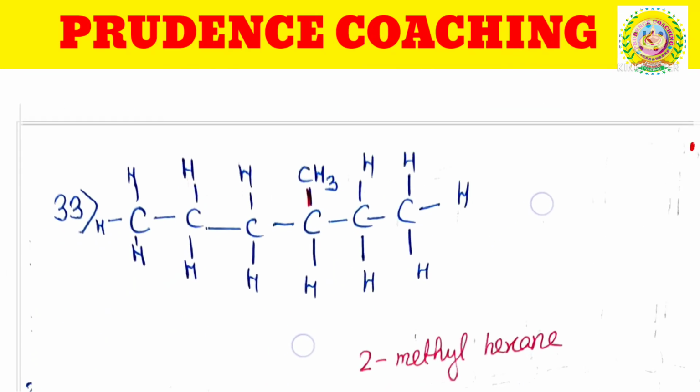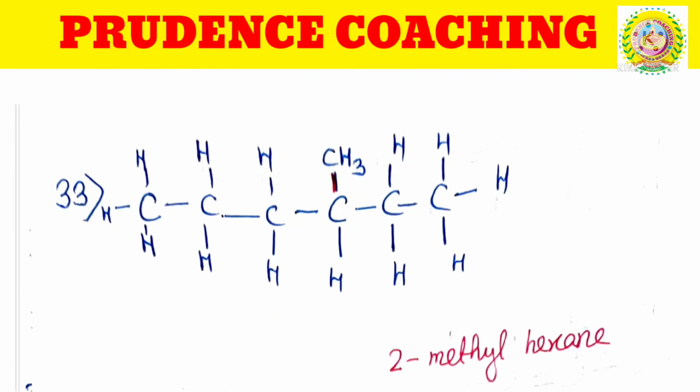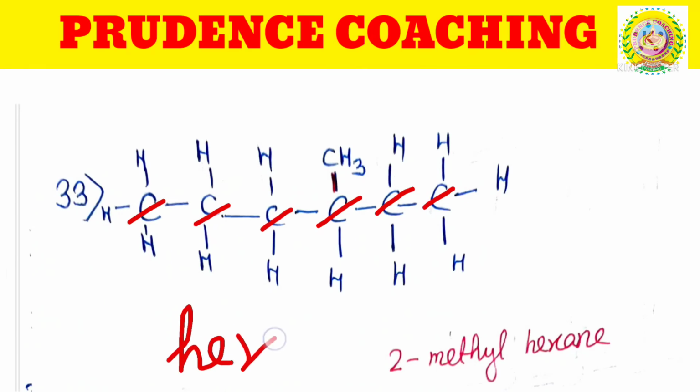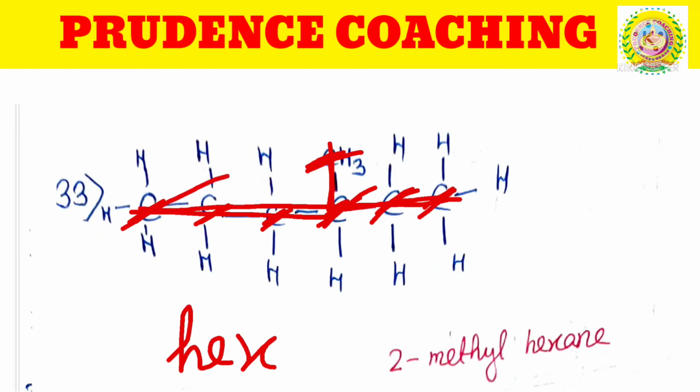So let us move on to the next one, that is 33. Now as you can see, we have 1, 2, 3, 4, 5, 6 carbon. So you will write here hex. Before that you can see here also we have carbon. So if we consider this chain, you will get here 1, 2, 3, 4, 5 carbons. And if we consider this chain, you will get 1, 2, 3, 4 carbon. And if we consider this chain, you will get here 1, 2, 3, 4, 5, 6 carbon.